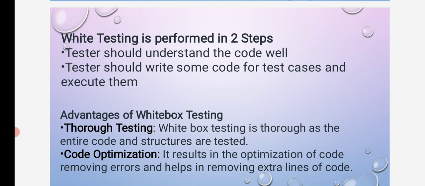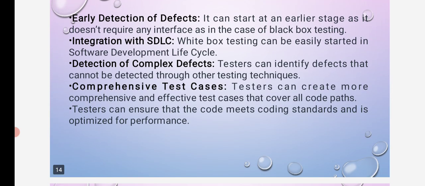The advantages: thorough testing. White box testing is thorough as the entire code and structures are tested. Then code optimization. It results in the optimization of code, removing errors and helps in removing extra lines of code. Then early detection of defects. It can start at an earlier stage as it does not require any interface as in the case of black box testing. Integration with the SDLC. White box testing can be started early in the software development life cycle.